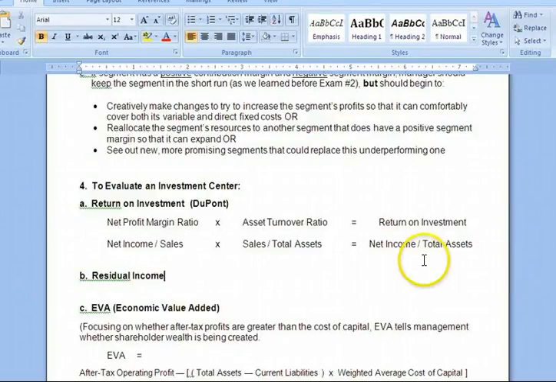The DuPont people used to look at the return on investment ratio, which is return on assets, net income divided by assets. And if that was a relatively low number, they knew they had a problem, but it didn't really tell them anything about how to fix it.